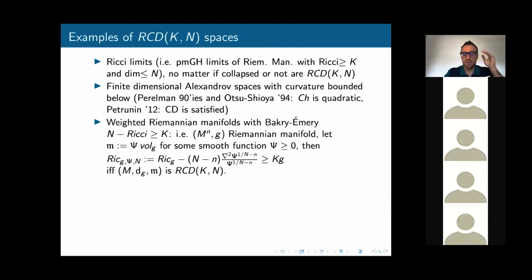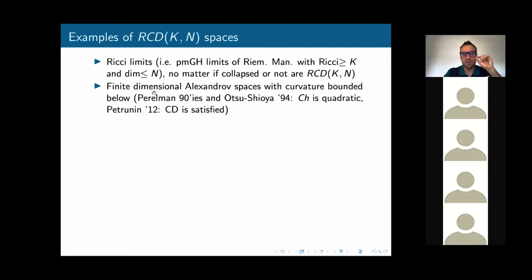Okay, maybe I should add one more caveat here. This inclusion is very natural because Alexandrov spaces are non-smooth spaces with sectional curvature bounded from below in a synthetic sense, while RCD spaces are non-smooth spaces with Ricci curvature bounded below. So it is natural that a lower bound on the sectional curvature implies a lower bound on the Ricci.